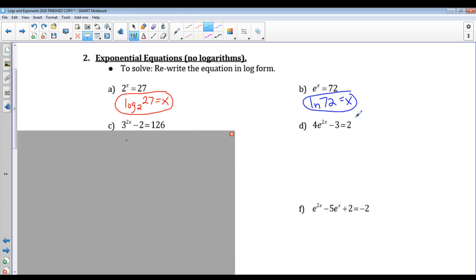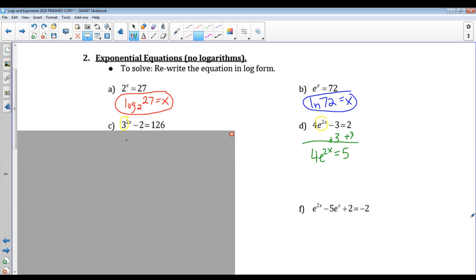Okay, so I'm going to walk through letter D with you. You are free to pause me and try it on your own, but I'm going to walk through this one. I'm also going to have you do letter C on your own. So for letter D, our first order of business is we have to isolate the exponential term. So we can't start rewriting things until we have this by itself. Same thing for letter C.